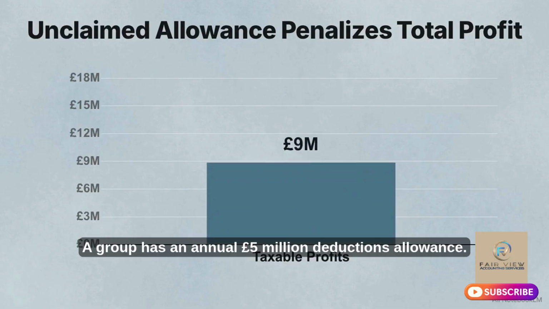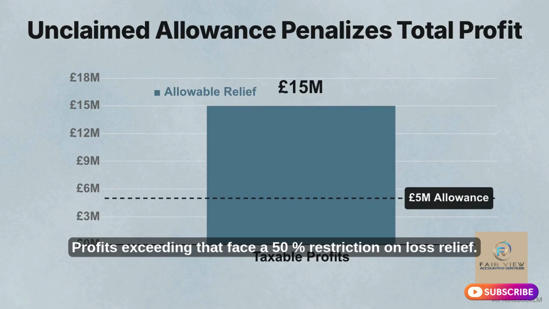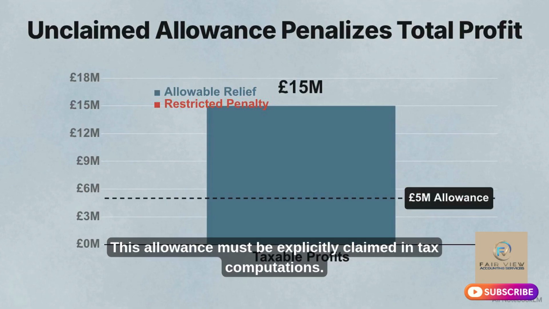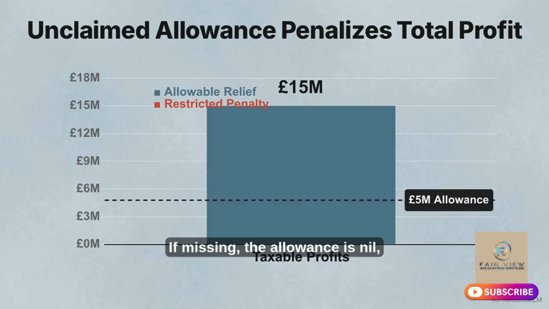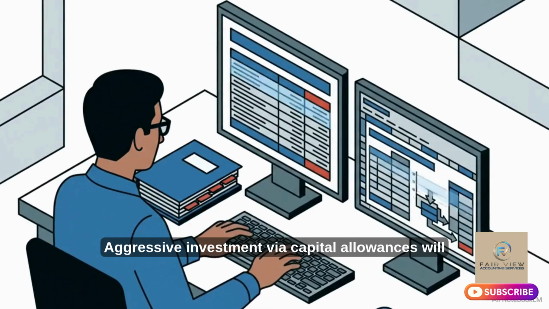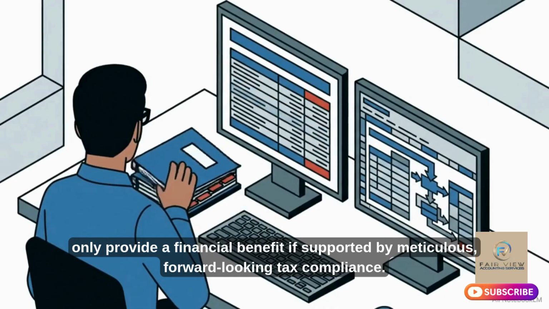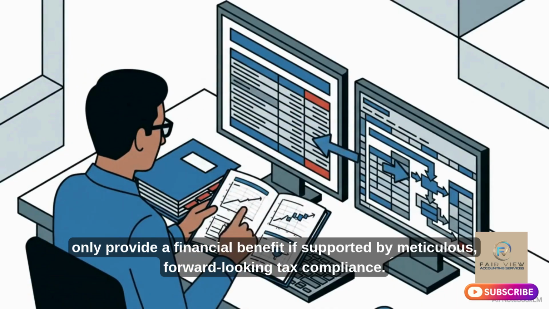A group has an annual £5 million deductions allowance. Profits exceeding that face a 50% restriction on loss relief. This allowance must be explicitly claimed in tax computations. If missing, the allowance is nil, and the restriction applies to every pound of profit. Aggressive investment via capital allowances will only provide a financial benefit if supported by meticulous, forward-looking tax compliance.